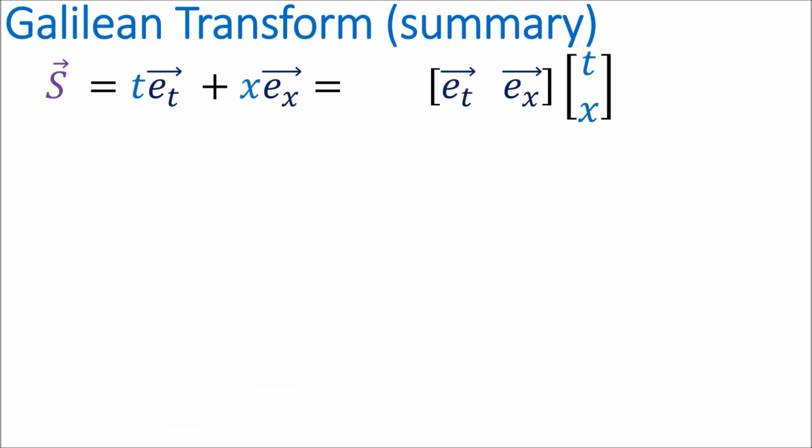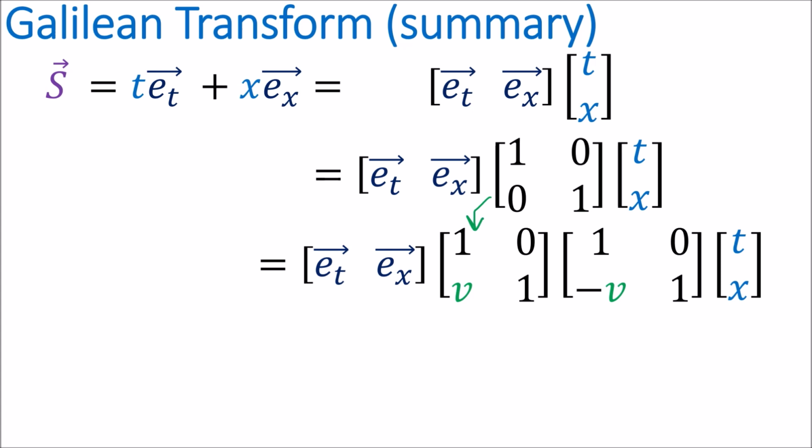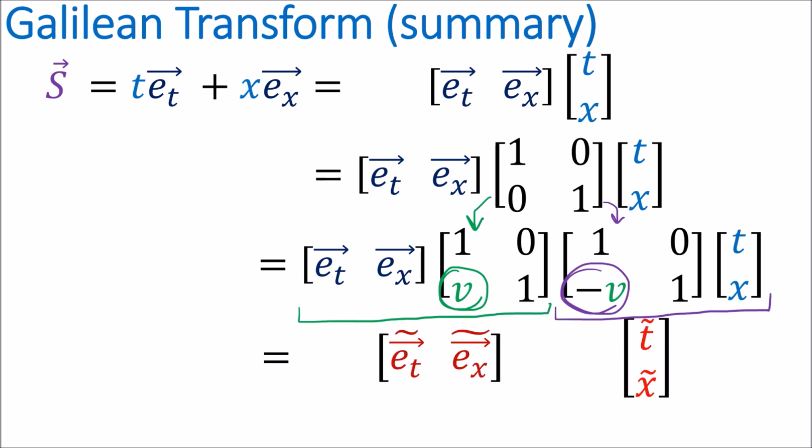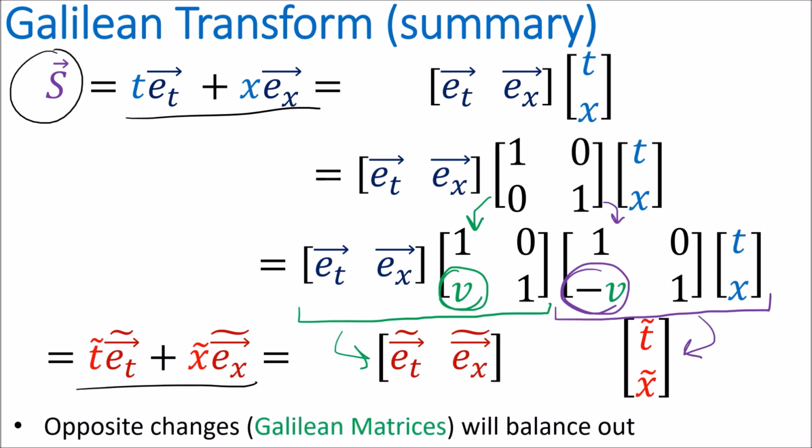This is what allows us to start with a vector written in one basis, insert an identity matrix, and then change the basis using one Galilean matrix, and change the components using the opposite Galilean matrix. The opposite changes, or opposite Galilean matrices, will balance out, allowing us to rewrite the vector in a different frame of reference.